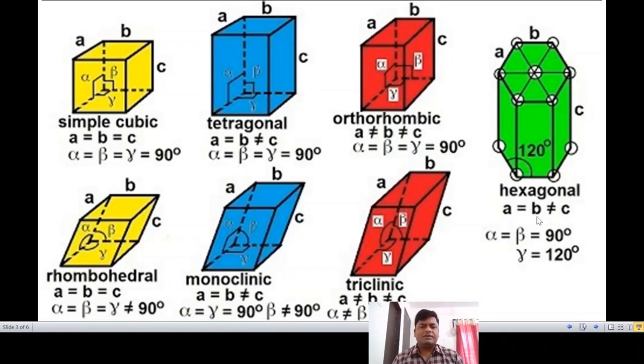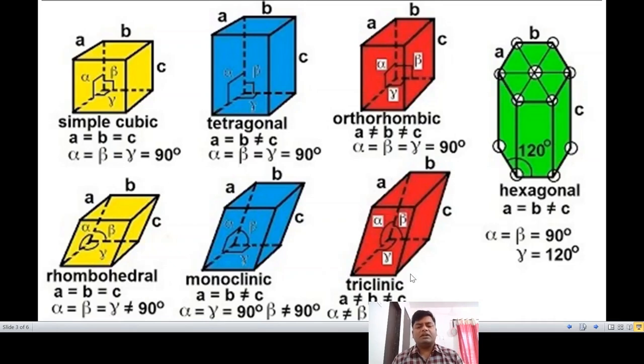Now coming to the monoclinic, again the relation is the same as hexagonal, but the angles are different: alpha equal to gamma, which are both 90 degrees, and beta is not equal to 90 degrees. So this is the relation for monoclinic.